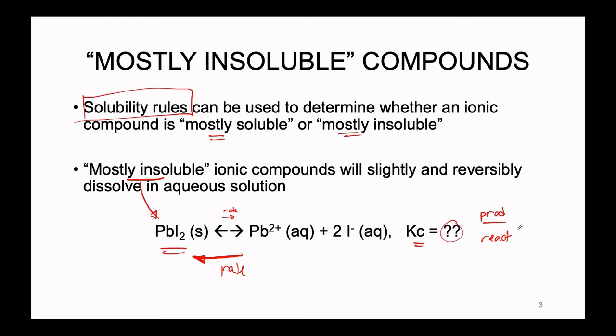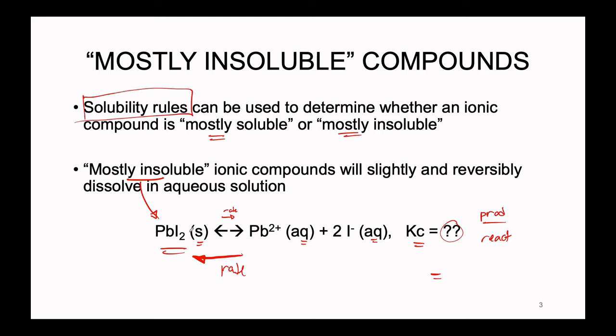Just because we have slightly altered the focus of our equilibrium study doesn't mean that we throw everything out the window. We are still going to be writing a ratio of product concentration divided by reactant concentration. It just so happens in this case that with the mostly insoluble concept we're working with, we are working with heterogeneous equilibria, right? We have aqueous species on the right-hand side and solid on the left-hand side.